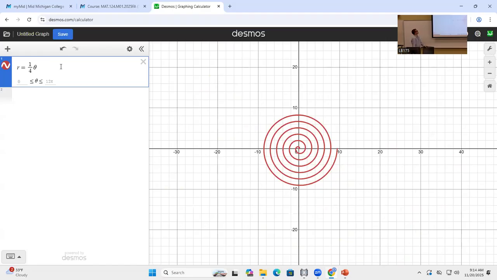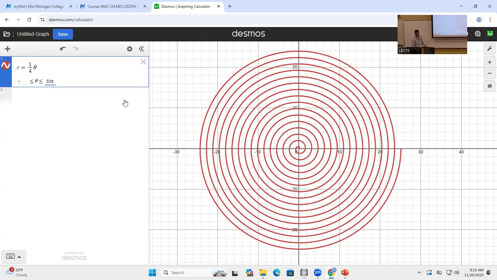Now, this is graphed from 0 to 12 pi. So you can see that we have a number of spiral sections. So my theta goes from 0 to 12 pi. If my theta went to 32 pi, then we have more spirals, and obviously if my theta went out to infinity, this would just spiral forever. Okay. That makes sense.